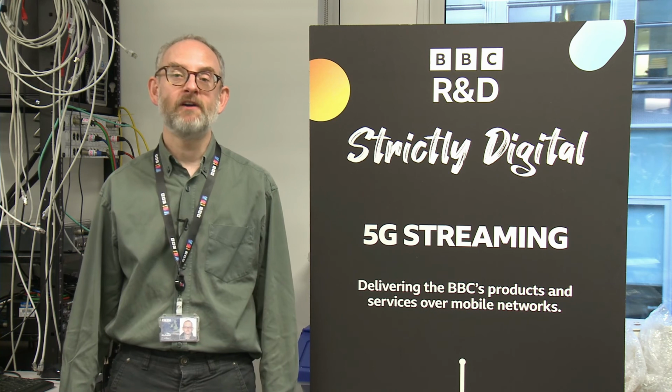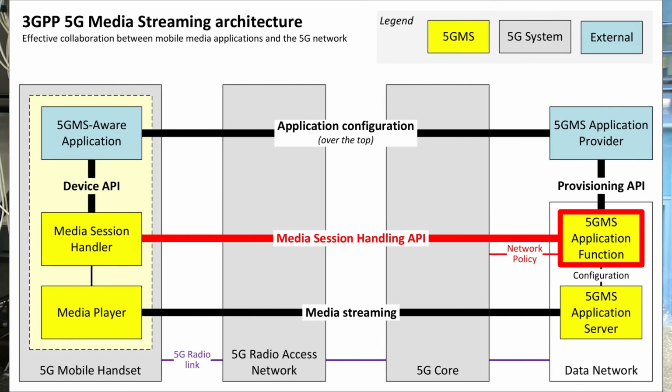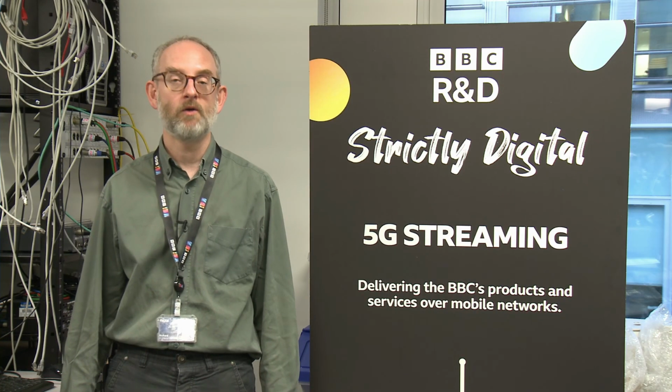5G media streaming specifies a media session handling network API that allows mobile applications to collaborate with the 5G network through a 5GMS application function with the aim of improving the quality of experience. Using this API, handsets can request a different network quality of service to satisfy the needs of a particular media streaming session. Applications can also request an estimate of the bitrate that the network can currently sustain and can request a short boost to help them replenish their buffers. Finally, the mobile handset can report both media consumption and quality of experience metrics to the 5GMS application function to help it better understand what's going on in the network.